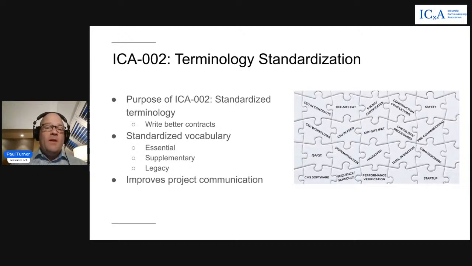Now, in ICA 002, we've created 3 sections of the vocabulary. There's the essential commissioning terminology. This is the terminology that is required to define the commissioning process. We've also included some supplementary commissioning terminology. These would be nice to have terms, but don't necessarily define steps or stages of the commissioning process. We've also got a section in there for legacy terminology. So there's been some terms that have been used in commissioning over the last several decades, but they've caused, I think, more confusion than they've actually helped.